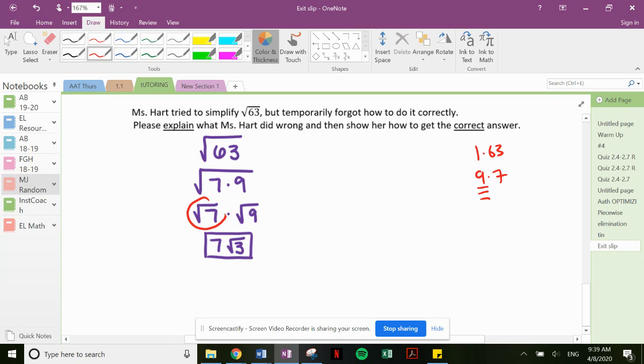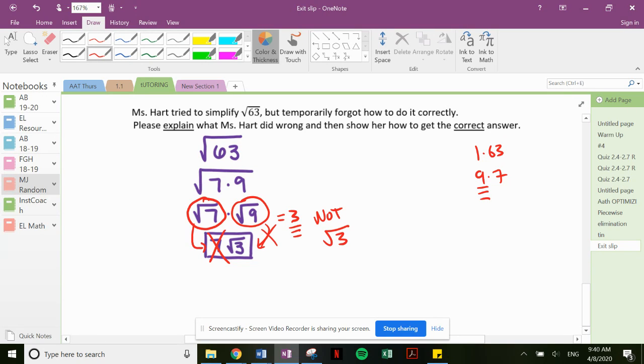However, the square root of 7 is something in between 2 and 3. It definitely is not just the number 7. So that's where she made her mistake. And the square root of 9 is actually equal to the number 3, not the square root of 3. Those are two totally different numbers, so she made another mistake right there.